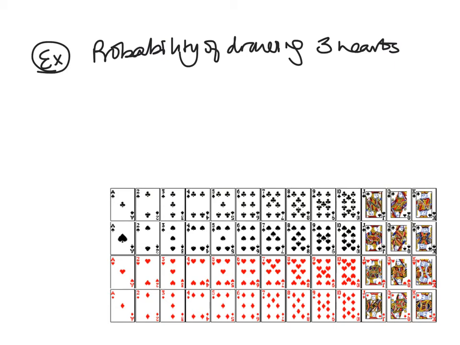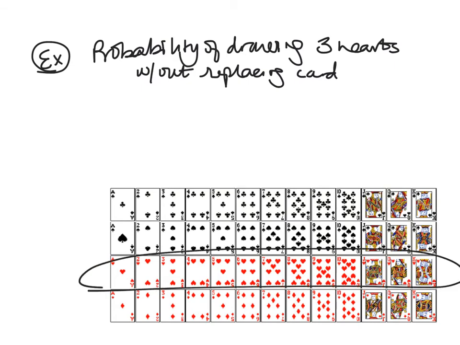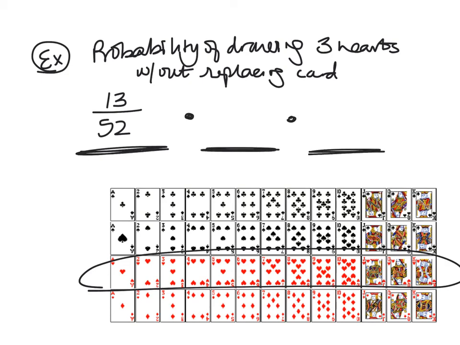Okay, so in this one, and let me be specific. Probability of drawing 3 hearts without replacing the card, because that's what's going to make this problem different. So if we're talking about not replacing the card, the first time we draw, there's 13 hearts out of 52. I'm just going to write it like this, even though I know that reduces. I'm drawing 3 events, so I'm going to do the first event, times the second event, times the third event.